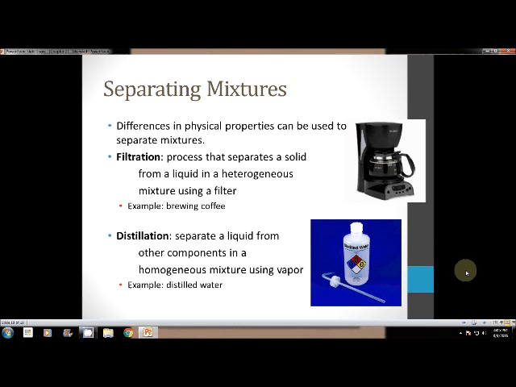Distillation separates a liquid from other components in a homogeneous mixture using vapor. Our biggest example of this is distilled water. We're going to use distilled water a lot this year, and so you have to use a special machine to turn water into vapor, and then when the water is vapor, it loses all its contaminants, and then you can condense it back down into a liquid, and that's how we get our distilled water.